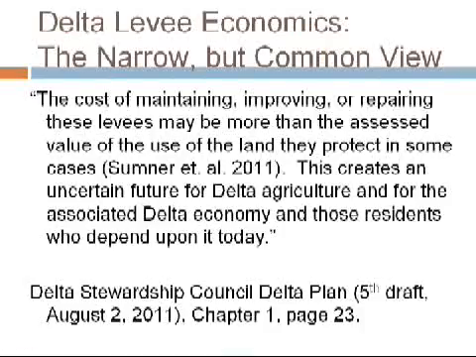The first one is just a quote from the fifth draft of the Delta plan that I call Delta Levee Economics, a Narrow but Common View. Now, this quote has been pointed out to me multiple times, and actually the quote is factually correct. There's nothing that's incorrect in the quote. The cost of maintaining, improving, and repairing these levees may be more than the assessed value of the use of the land they protect in some cases. This creates an uncertain future for Delta agriculture and the associated economy of those residents who depend upon it today.